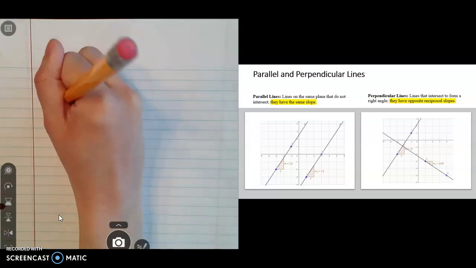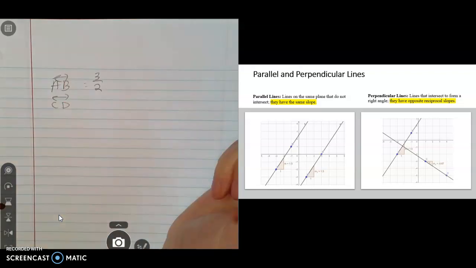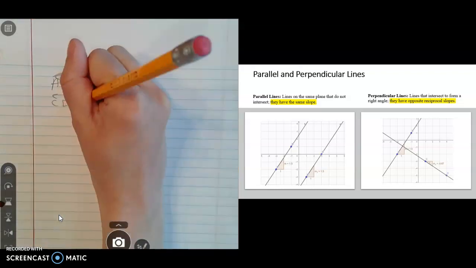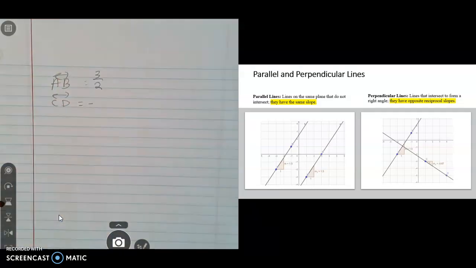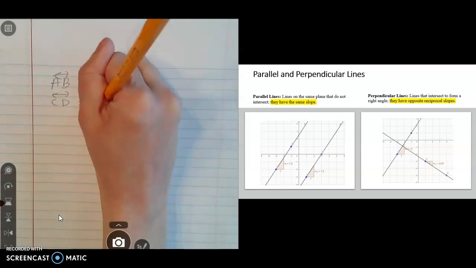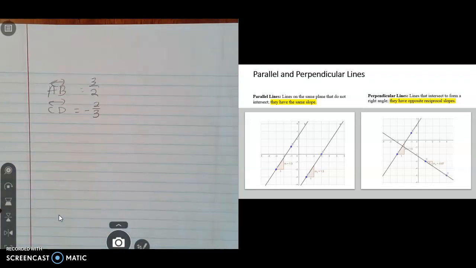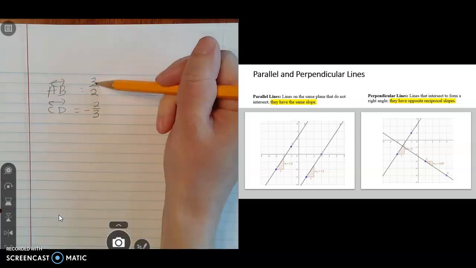And the line CD, which is perpendicular to it, if you notice, has a negative slope, and it's negative 0.67, which is a rounding of negative 2/3. That's negative 0.6 repeating, and so that rounds to negative 0.67. And so what you notice is one's positive, one's negative.